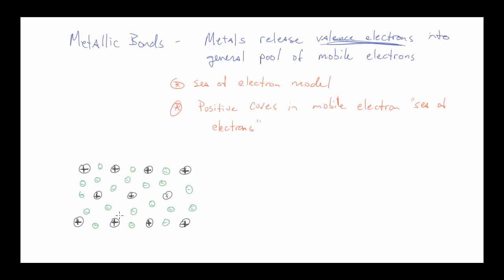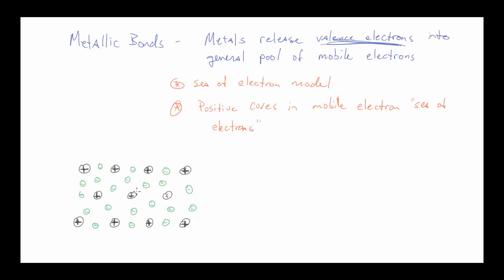The diagram I've got at the bottom of the page represents the sea of electron model. What you see here is that we've got our positive cores, drawn in black here, and then we see the general release of electrons. These little green dots represent the electrons, and notice there's no literal organization of those electrons. Again, that relates back to the fact that they are free-flowing and mobile. They're allowed to move around.